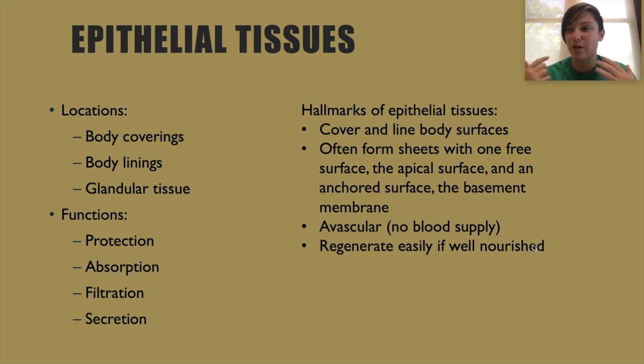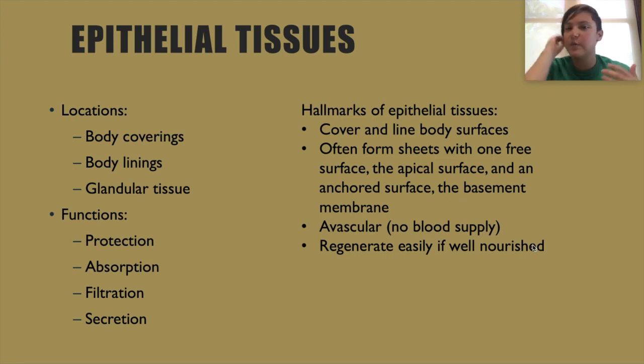So again, in our mouth, we secrete saliva. The epithelial tissues in the skin secrete sweat. You've got the epithelial tissue in the stomach secreting stomach acid. So a whole bunch of epithelial tissues are going to be involved with the secretion of different things.